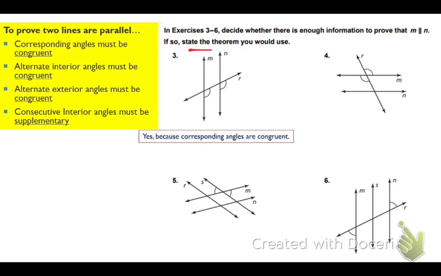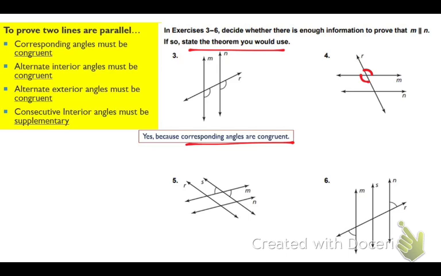It says state the theorem. So instead of you memorizing the names of the theorems, this is what you're putting in their place. Okay? Corresponding angles are congruent. You're putting the property instead of writing out the name of the theorem. Because the name of this theorem is corresponding angles congruence theorem converse. That's a lot of words, yes? So instead of writing that, you're going to write corresponding angles are congruent.